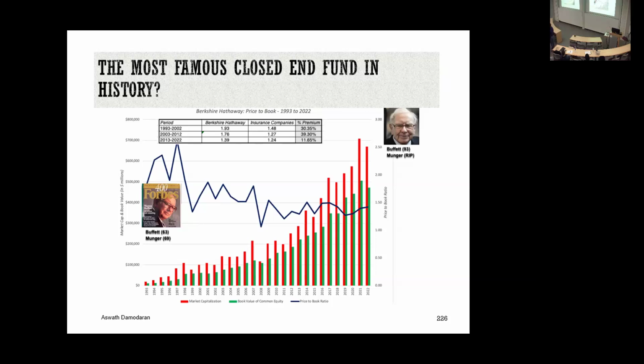Why? I'm sorry? That's a kind of morbid thought. I don't know whether he's going to die soon, but he's 93 years old. And he has actually officially told the world that he's not the one picking stocks. I don't know why people don't listen to him.